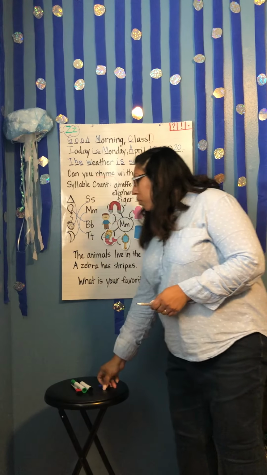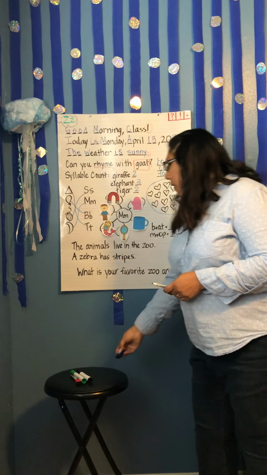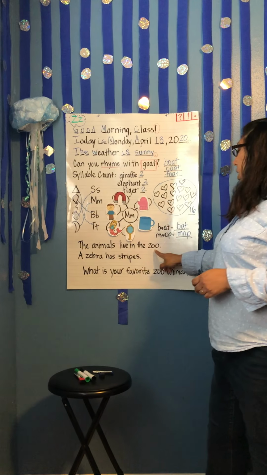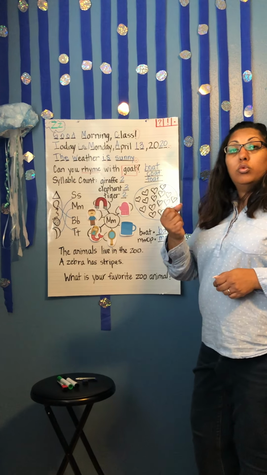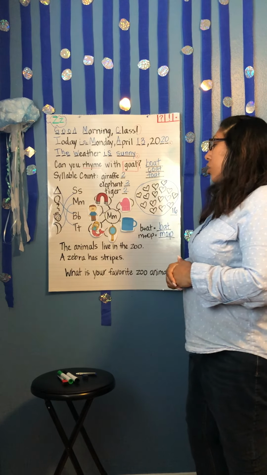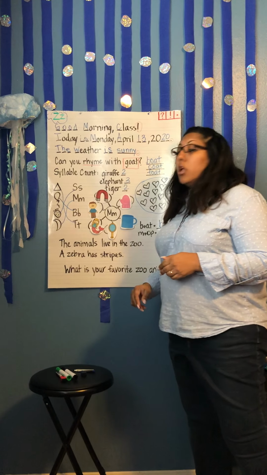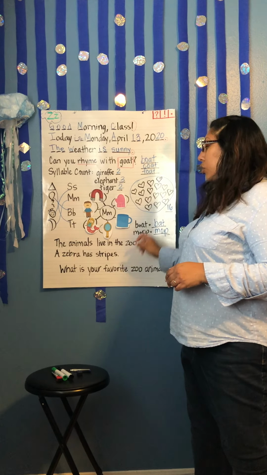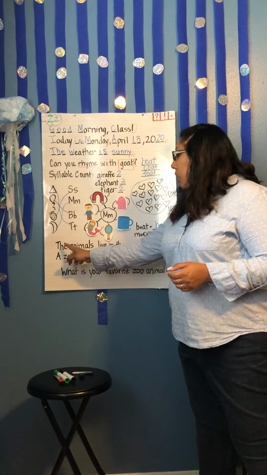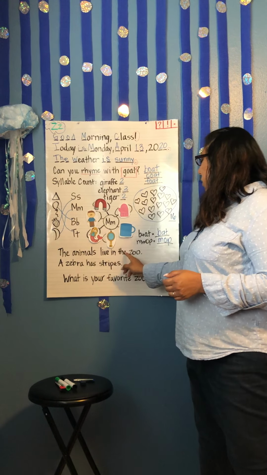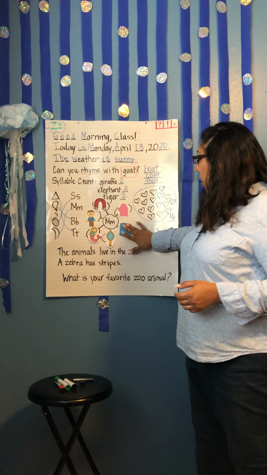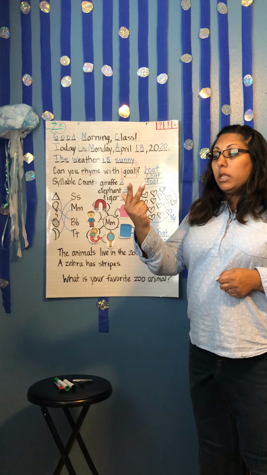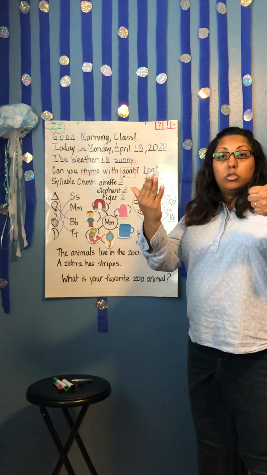Now we're going to move on, boys and girls, to words in a sentence. Okay? We're going to count. Ms. Johnson's going to read the sentence for you, and we're going to use our fists, both of our hands, to count the words in our sentence. The first sentence says, the animals live in the zoo. Let me read it one more time. The animals live in the zoo. Okay. Now, let's use our fists. The animals live in the zoo.